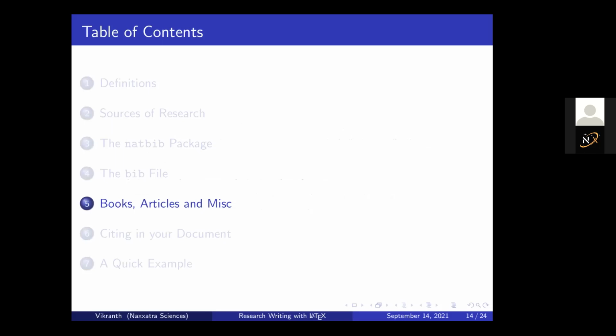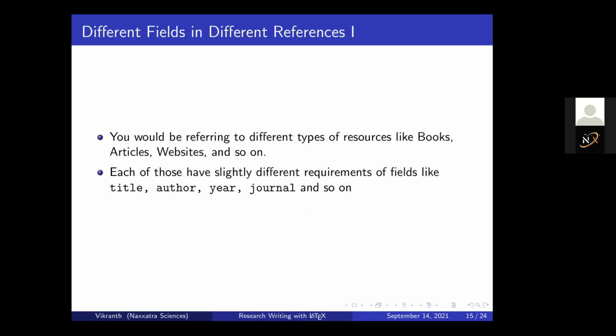There are, of course, other things as well, apart from books, articles, and miscellaneous. But I will be sticking to books, articles, and miscellaneous stuff to give you an idea of the different types of references that you can have. You would be referring to websites and so on, and each of those will have different requirements. For a book, you would have a title, author, the year of publication, and so on. If you're referring to an article published in some journal, then you would have the journal, the edition, the page numbers, and so on. There are different fields required for different kinds of references, and I'll just show you a few of them here, and leave it as an exercise for you to figure out the rest.